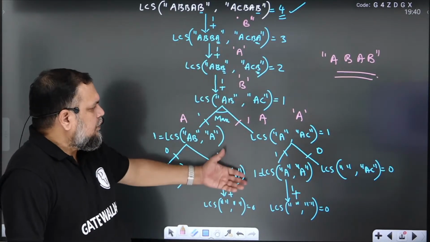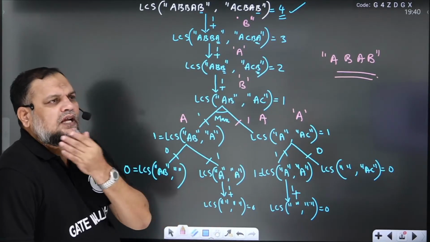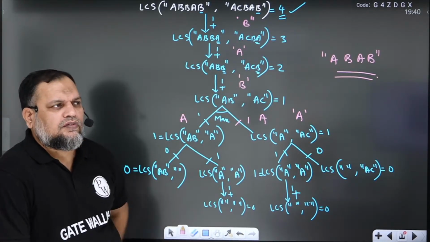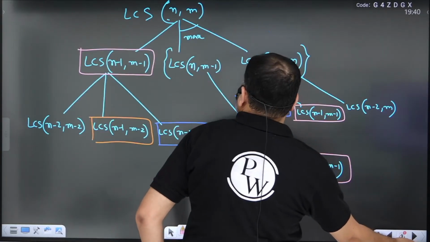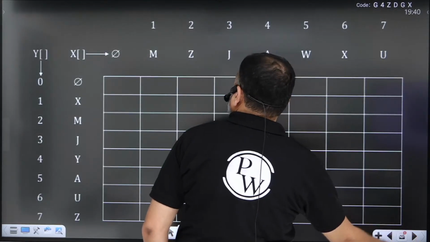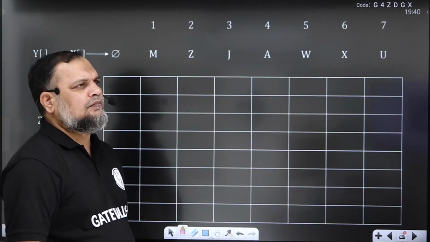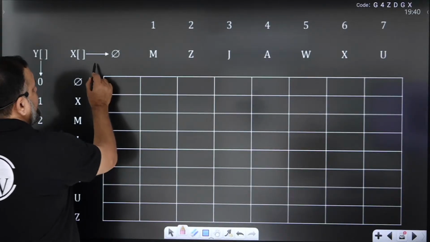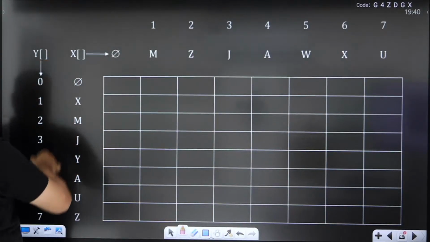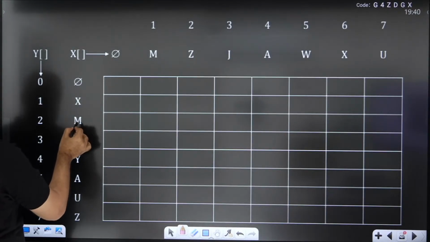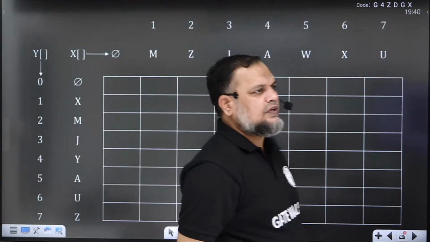So this is the approach that you can follow in the exam if you are asking. But traditionally अगर आप tabulation approach से देखेंगे, तो वो कैसे करोगे, right? So here I will take another example for tabulation approach. Kindly see on board. I want you to fill up this matrix right now in 2 to 3 minutes maximum. This is string X: X, M, Z, J, A, W, X, U. This is string Y, right? X, M, J, Y, A, U, Z. So how will you fill up this matrix? I am leaving this as an exercise for you right now.